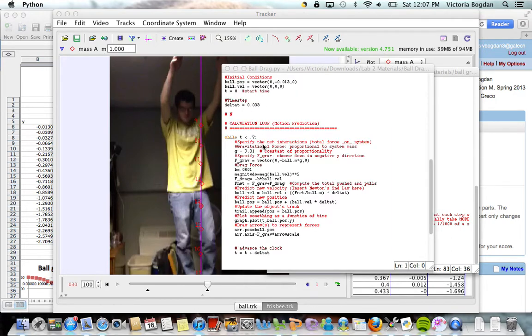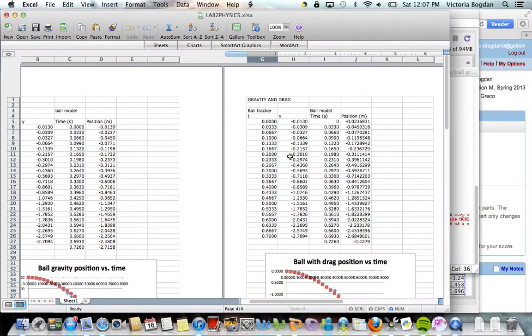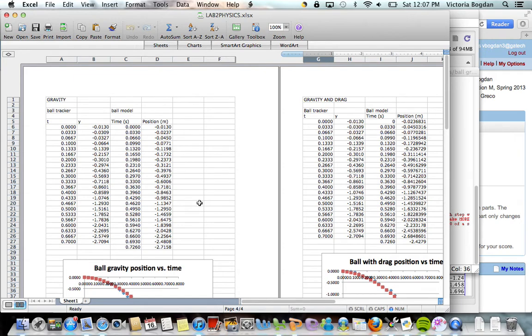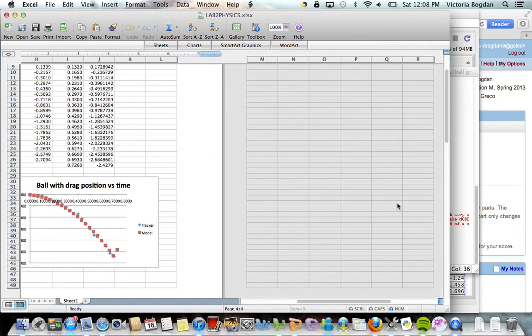You get the idea. So then I compared my model to my observations by plotting them all on position versus time. And as you can see here, here's the ball, gravity, position versus time, and this is just taking into account gravity, not drag. And they're very similar because the ball had little to no drag, and these are even more similar because it accounted for drag over here.